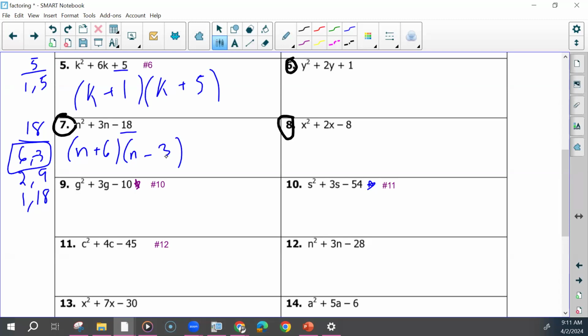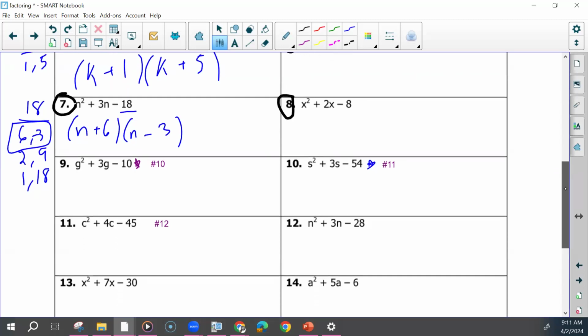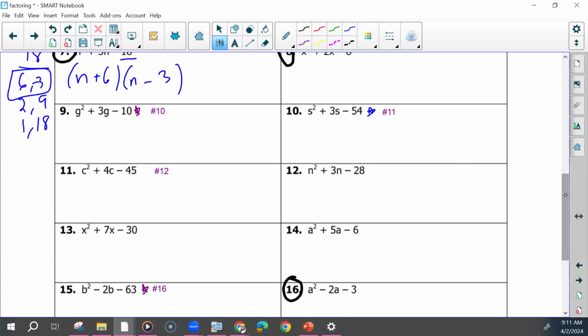Let's do number 10, and then we'll jump into some other ones unless you want to see some of those. The factors of 54. If you're not sure, start dividing in your calculator by 1, by 2, by 3, keep going.